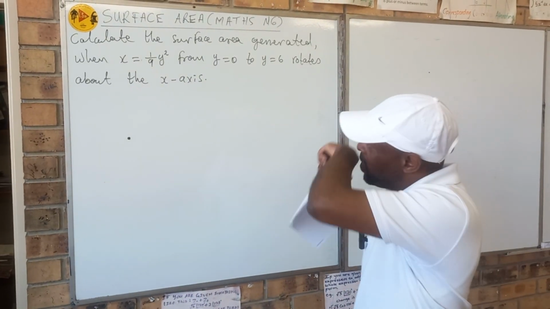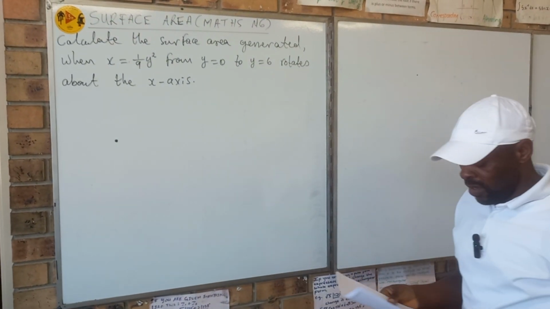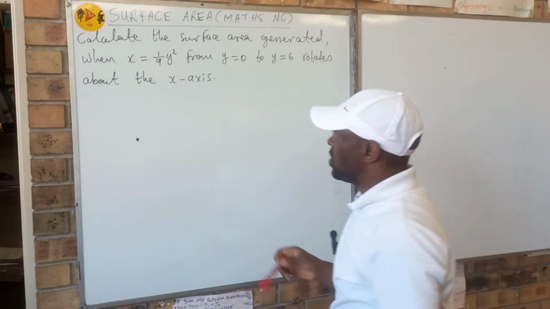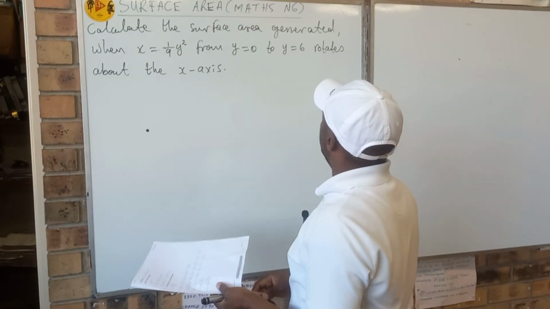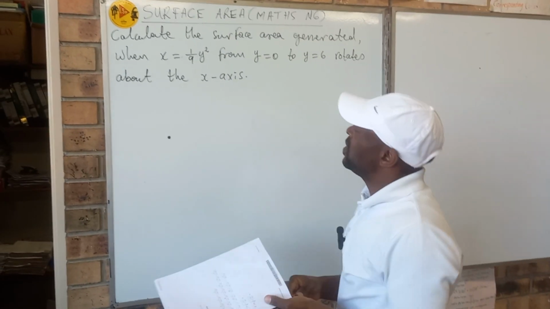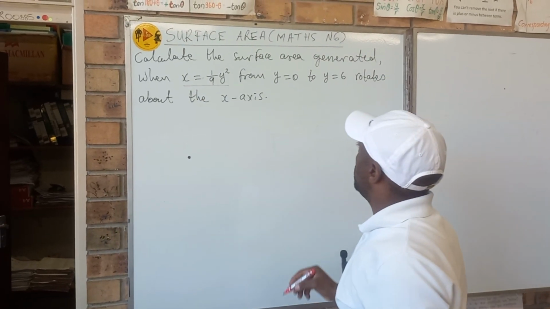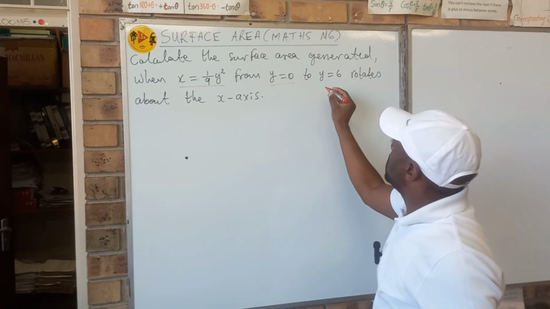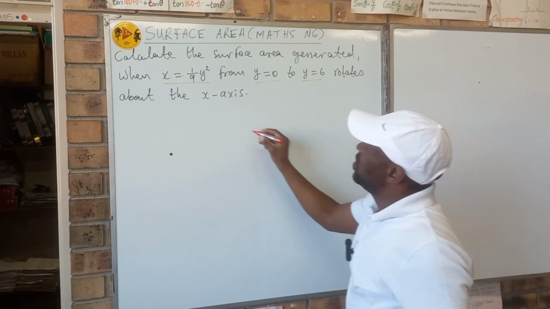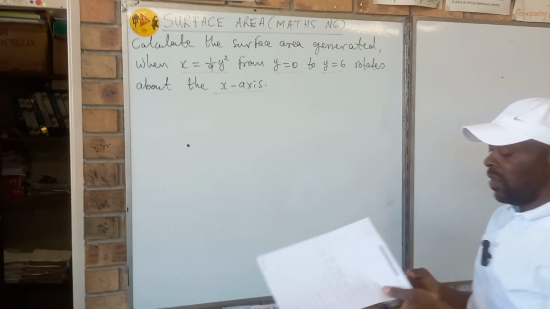Yes, we are looking at another question on surface area for maths and 6. So let's go through the question. It says we should calculate the surface area generated when x equals 1 over 9 y squared, from y equals 0 to y equals 6, rotates about the x-axis.